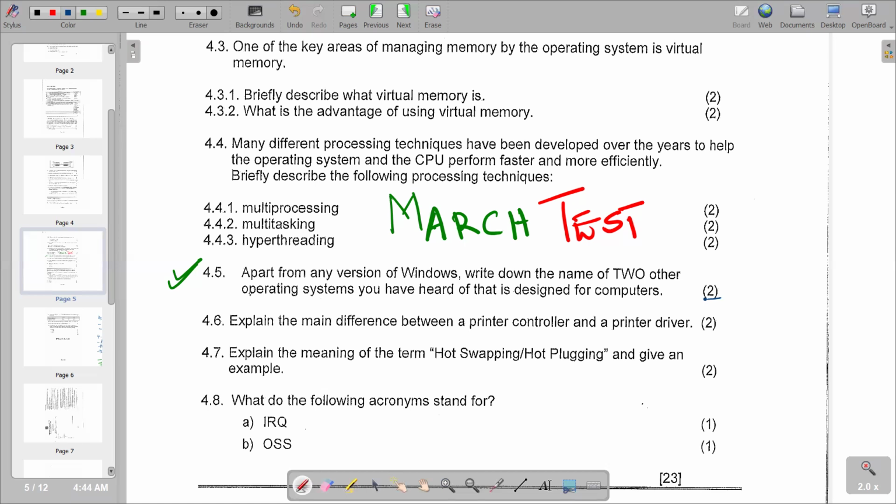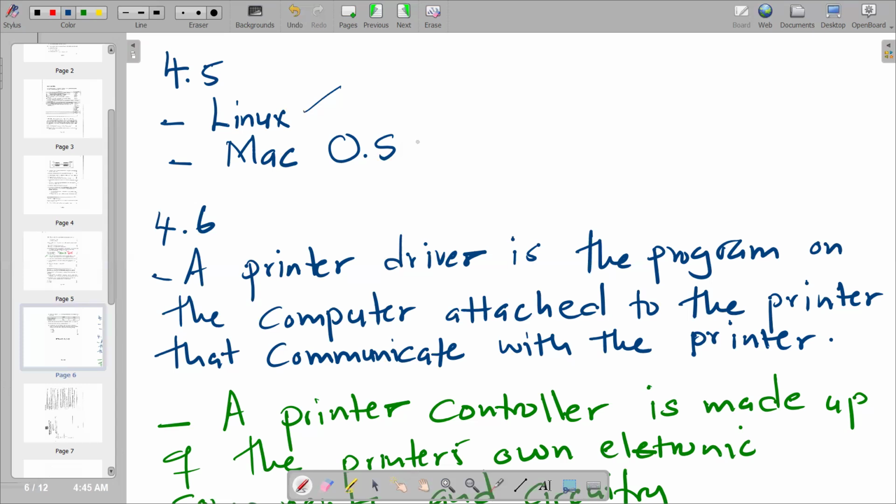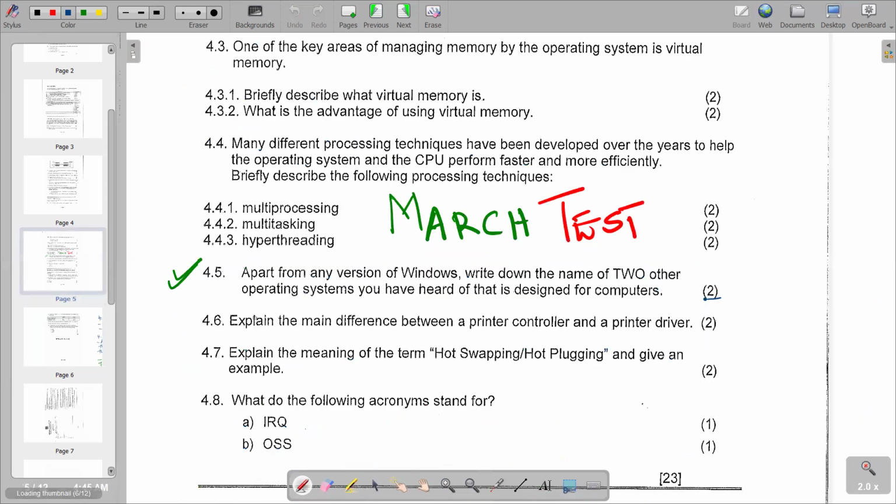We can just try to see the operating systems that we have. Remember, we can include iOS, we can include Linux, we can include Mac OS. According to our responses, we have only mentioned two, that is, Linux and Mac OS as our examples. So this is what we have on question 4.5 as two operating systems that we can mention.